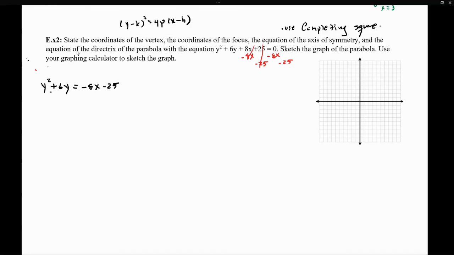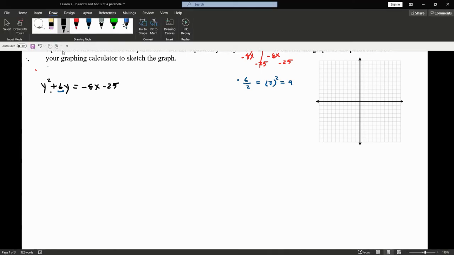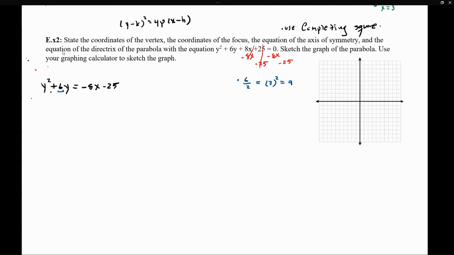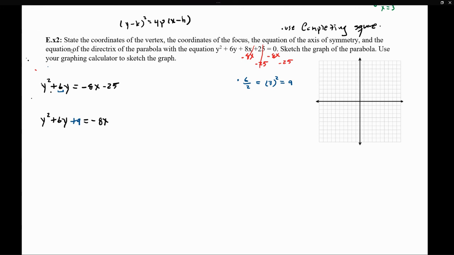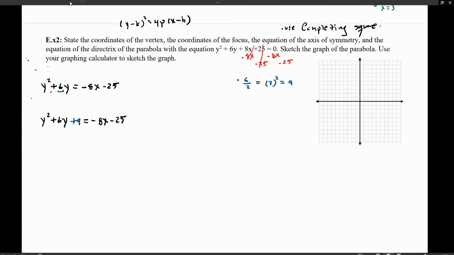Since I'm completing the square on the y, I'm going to take a look at what's in front of the y. I'm going to get that value and divide it by 2, which is 3. And I'm going to raise this value to the second, which is 9. Now if we want to complete the square, we come back to our equation and add 9 on both sides. So my new equation looks something like this: plus 9 equals negative 8x minus 25 plus 9.